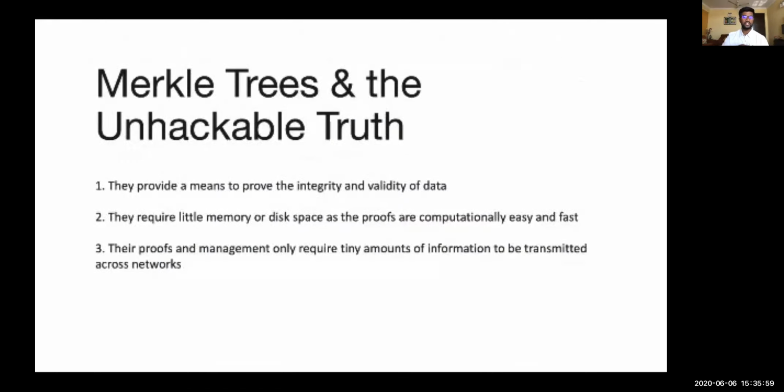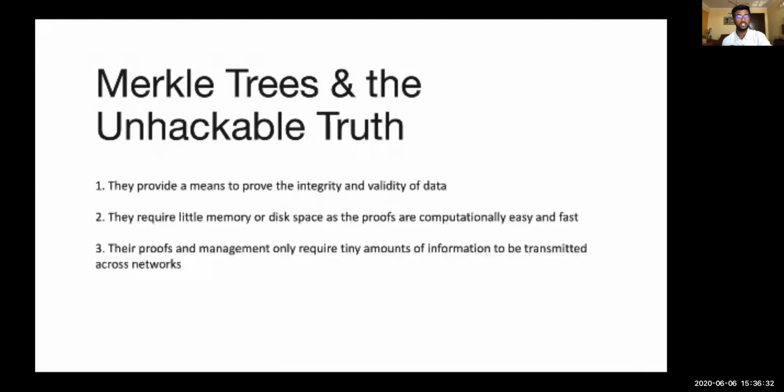So that's what Merkle trees are. They provide a means to prove the integrity and the validity of data. They require little memory or disk space, as the proofs are very computationally easy. So these can be built very easily, because calculating the SHA hash of any number is very easy. It's very fast. But decrypting is not possible, because hashes you cannot decrypt. Decryption is a different story, but if these are hashes made with these algorithms, you cannot decrypt them. You can only hit and try and then find out a solution which again matches the same hash.